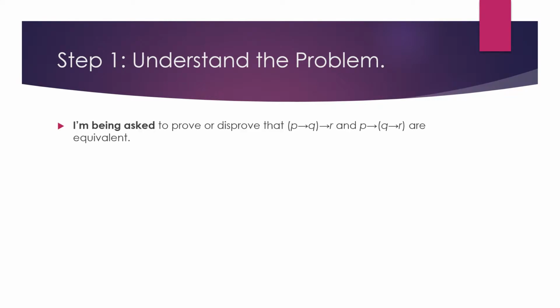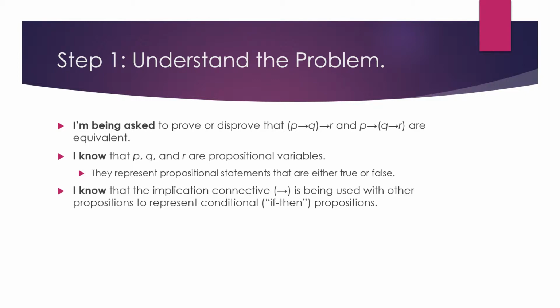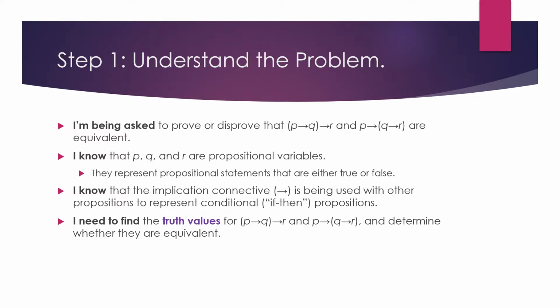In this problem, I'm being asked to prove or disprove that if the quantity, if P then Q, then R, and if P, then the quantity, if Q, then R, are equivalent. I know that P, Q, and R are propositional variables. And this means that they represent propositional statements that are either true or false. I know that the implication connective, which is this arrow symbol, is being used with other propositions to represent conditional, or if-then, propositions. I need to find the truth values for these 2 compound propositions and determine whether they are equivalent.